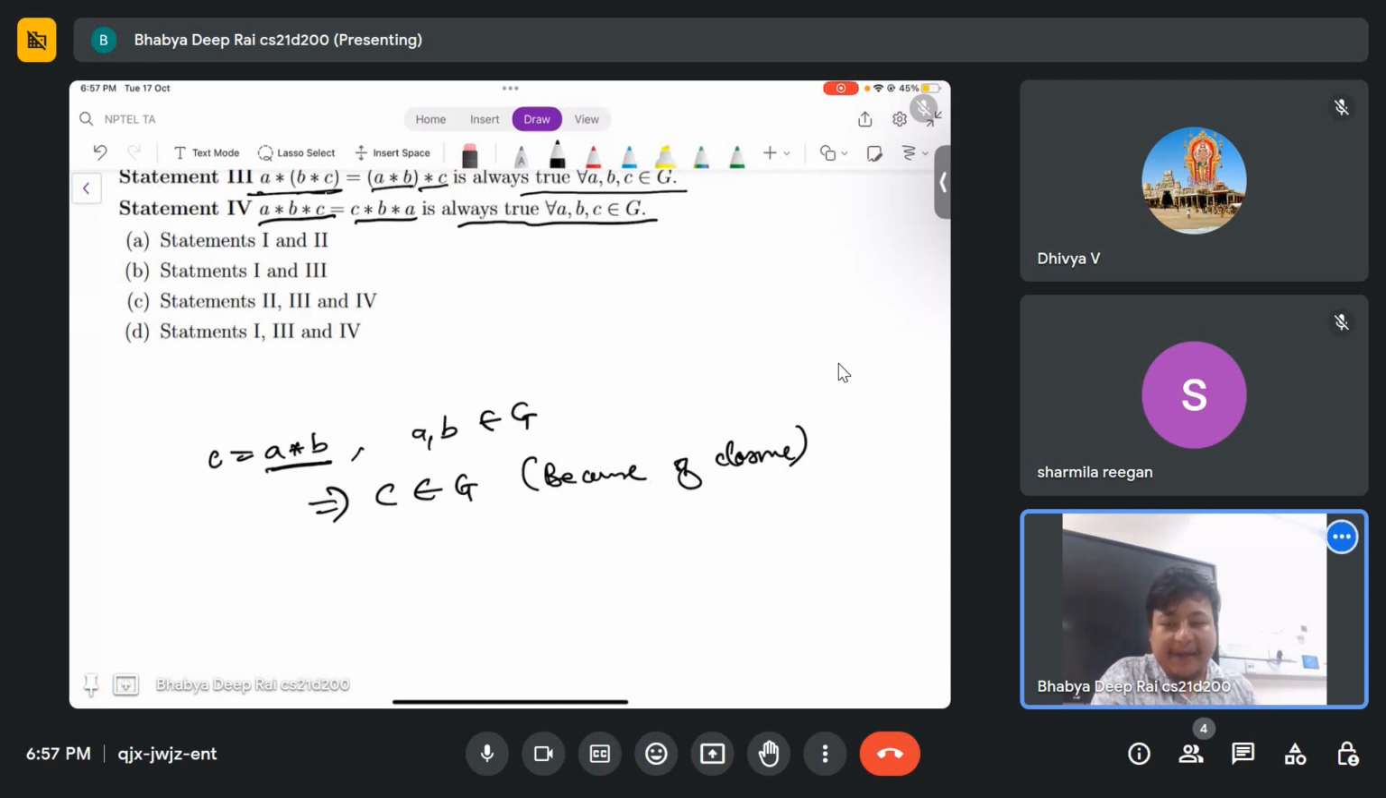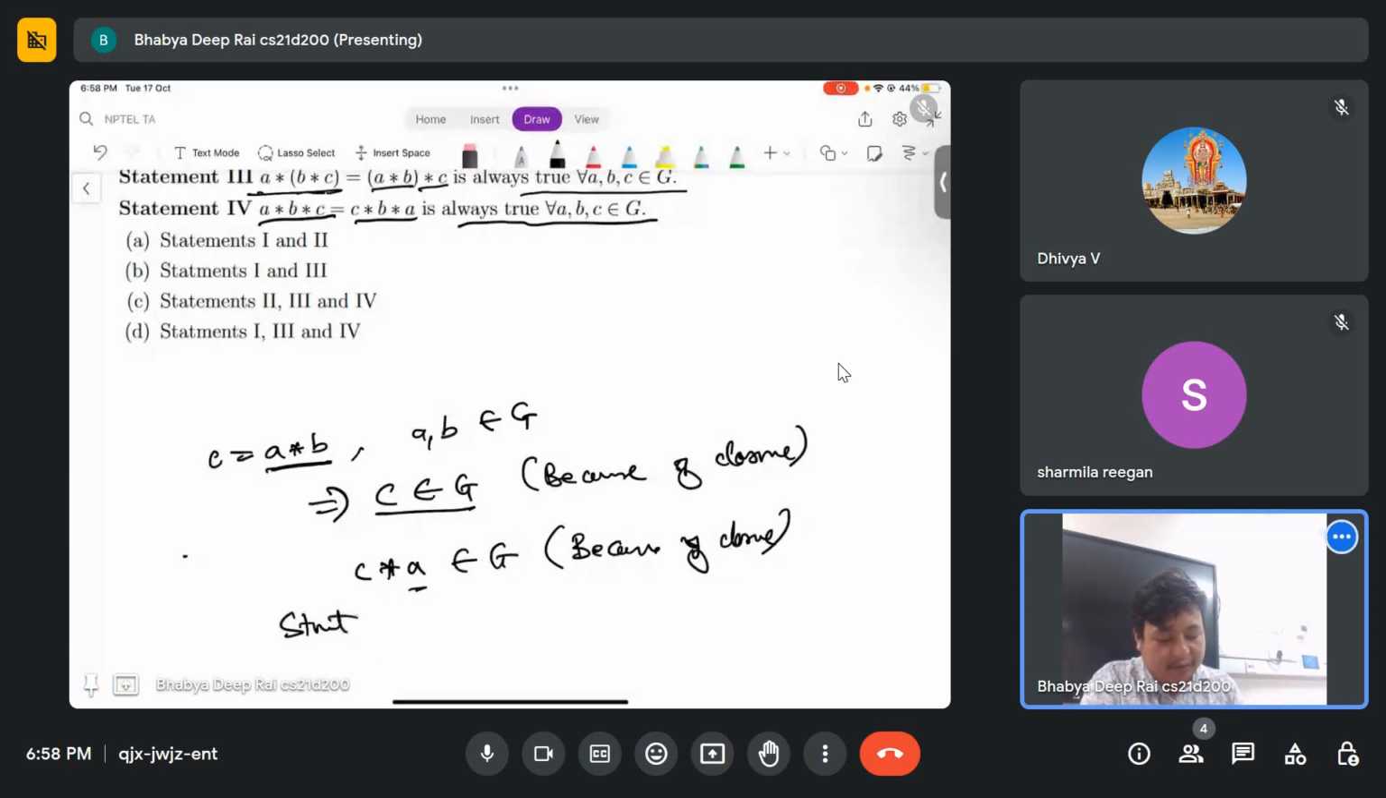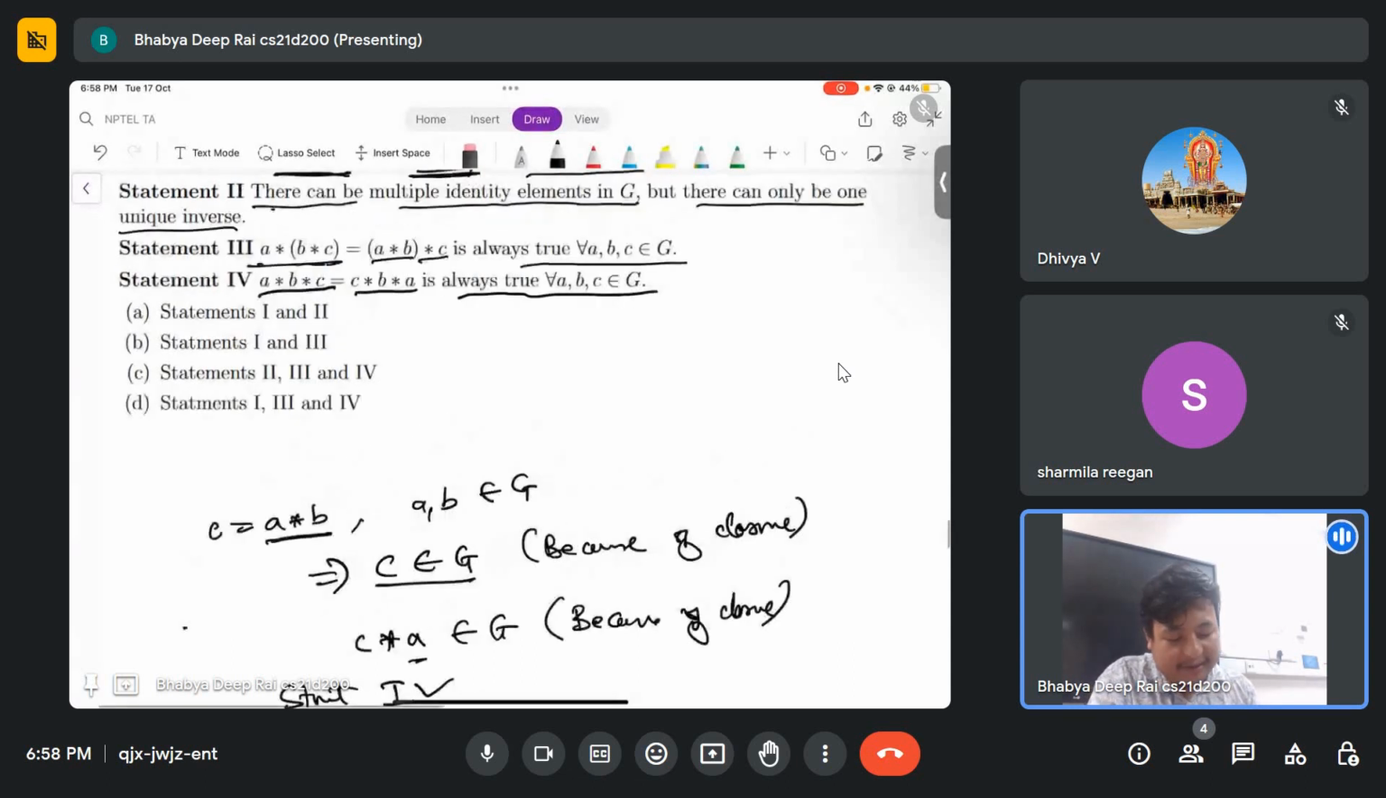Now C star A is also in G. Why? Because C is a group element in G and A is obviously an element in G by assumption. Then this too is in G because again of closure. So statement 1 holds. Let's look at statement 2.